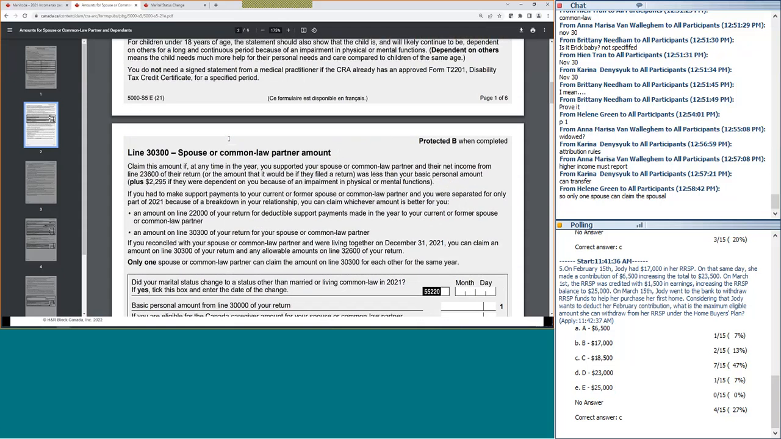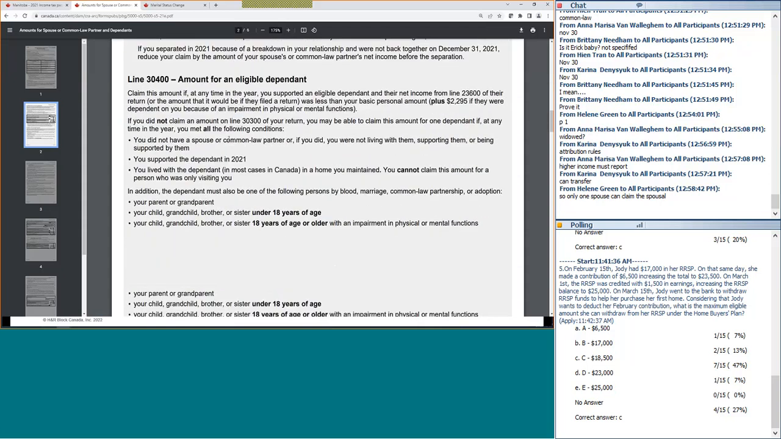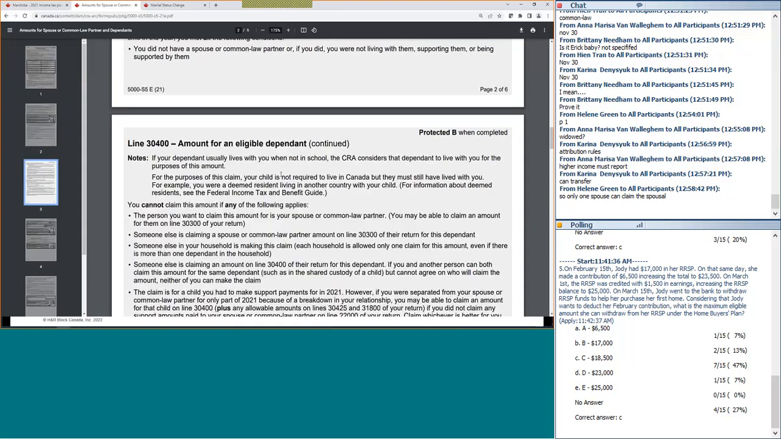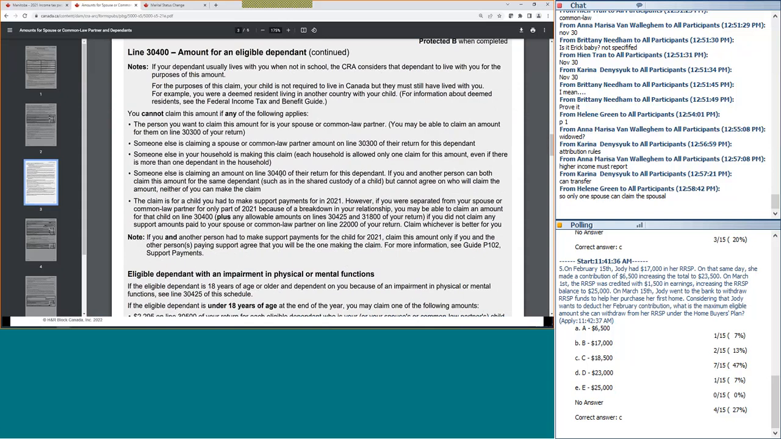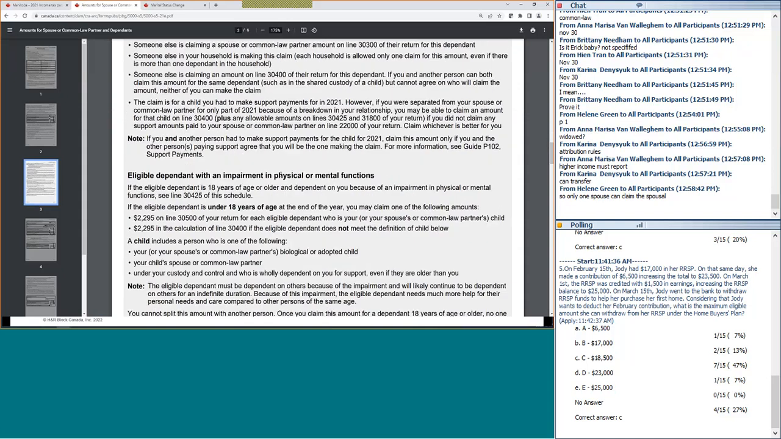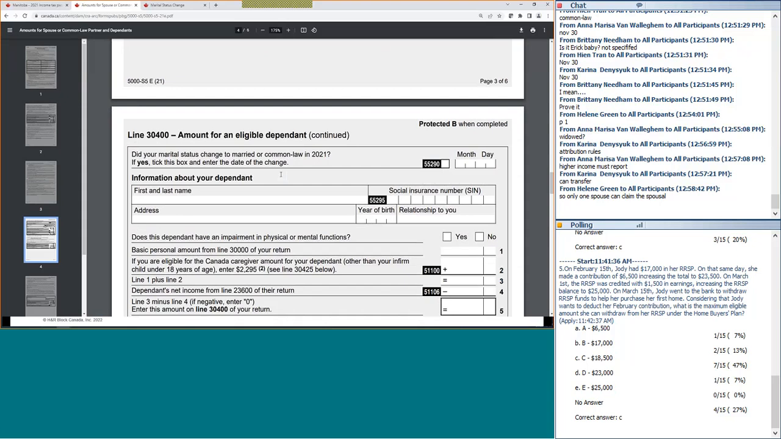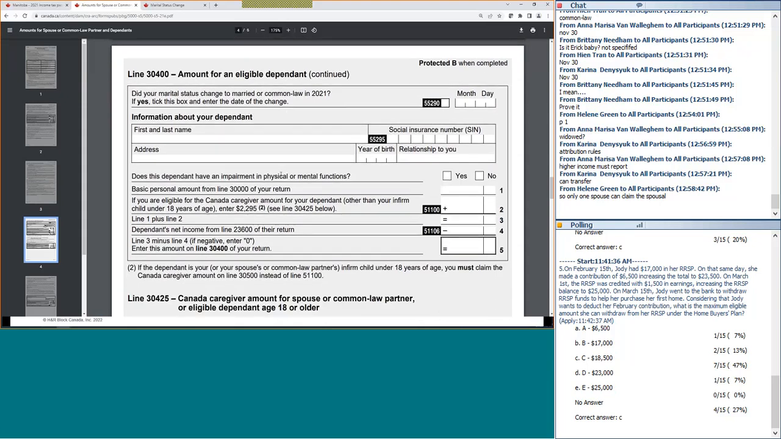Okay. So we looked at the spousal amount. Now we have eligible dependent. They have the rules summarized here, which you can use. I will give you a better way, because you can see there are a lot of rules for eligible dependent. So we have a nice checklist that we're going to be looking at.